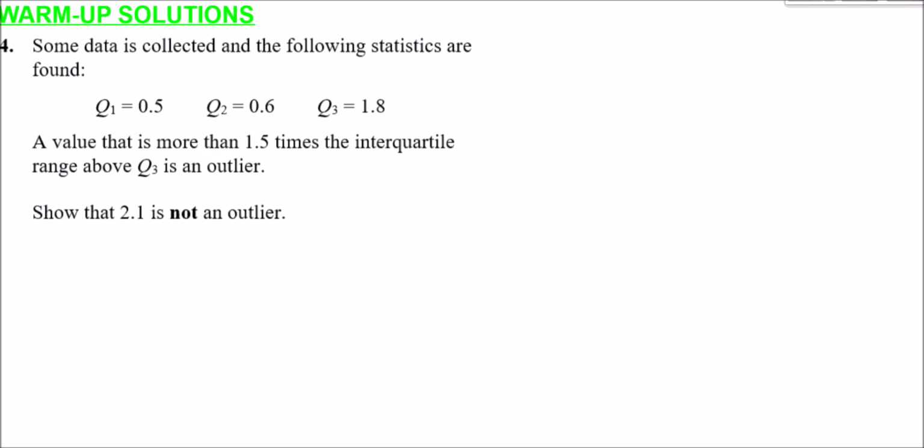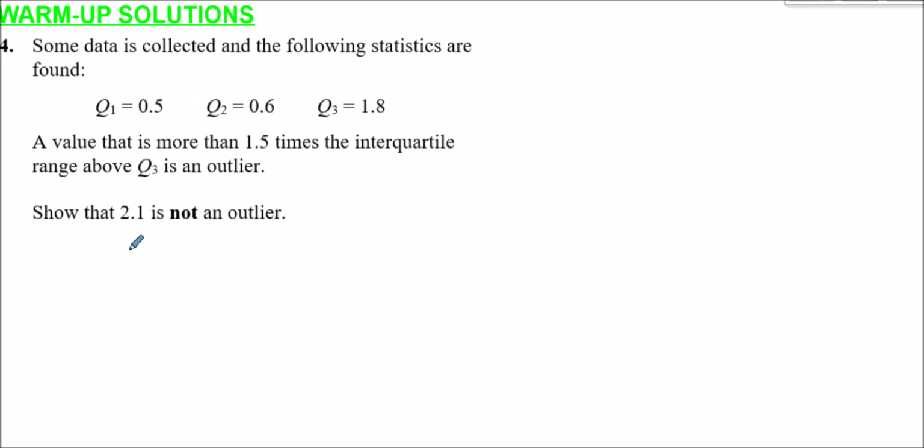Finally, question 4, just going back to quartiles and medians. Some data is collected and we've got these statistics: Q1 lower quartile, Q2 median, Q3 upper quartile. And one common definition of an outlier is a value that is more than 1.5 times the interquartile range, either above the upper quartile or below the lower quartile. So we're going to need to show here that 2.1 is not an outlier.